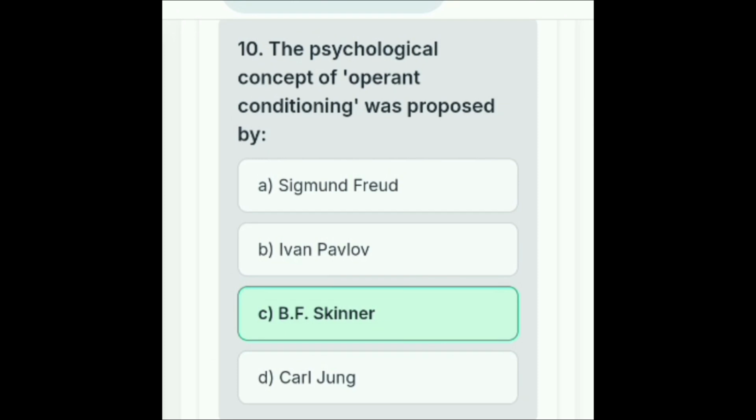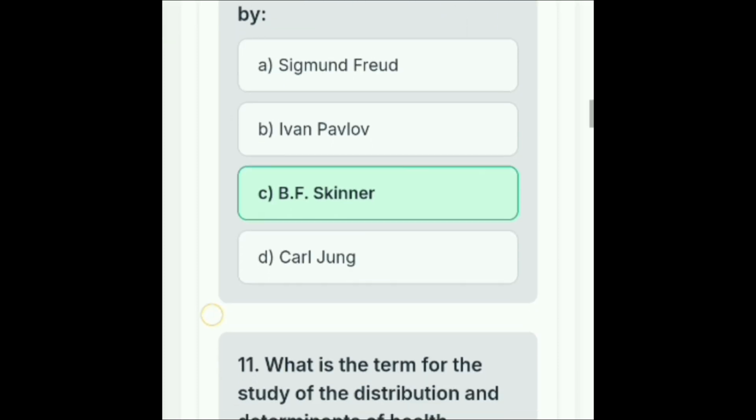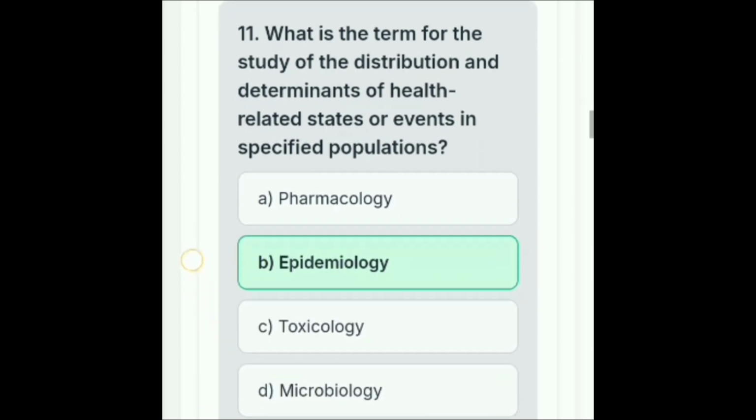The psychological concept of operant conditioning was proposed by option A, Sigmund Freud. Option B, Ivan Pavlov. Option C, B.F. Skinner. Option D, Carl Jung. So C, B.F. Skinner is correct.